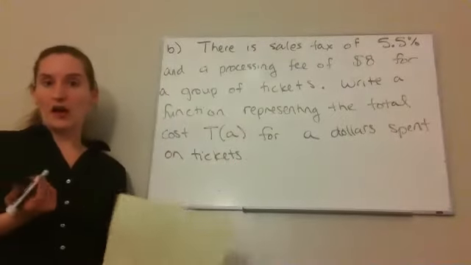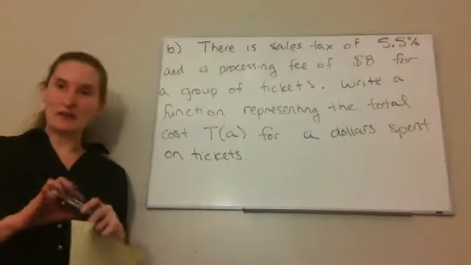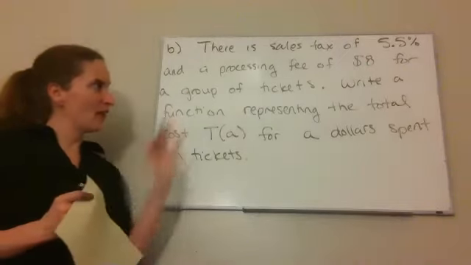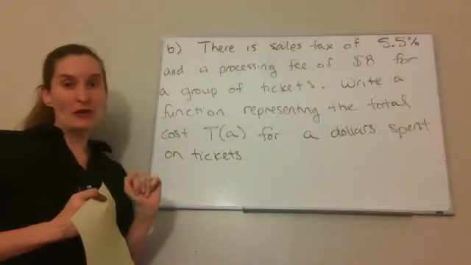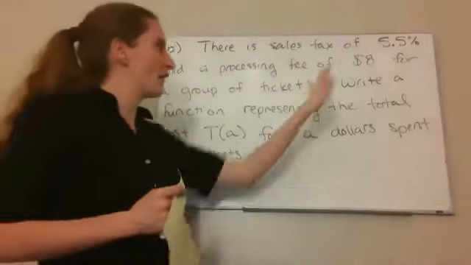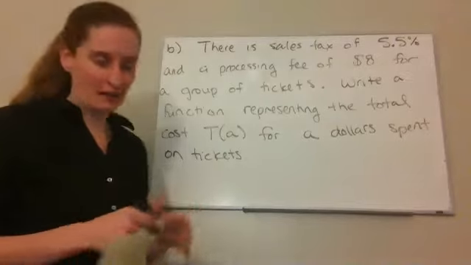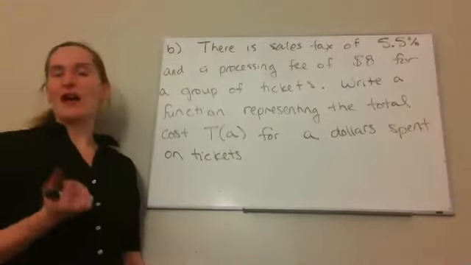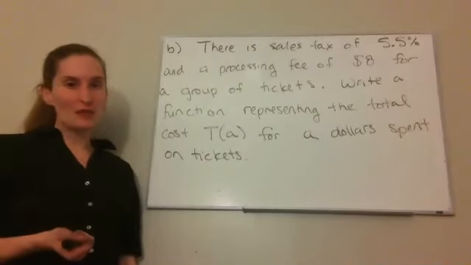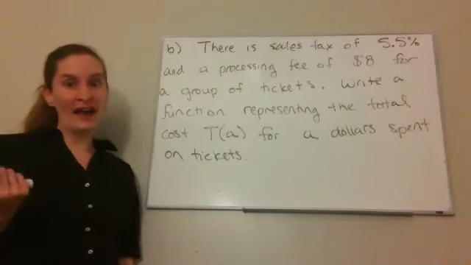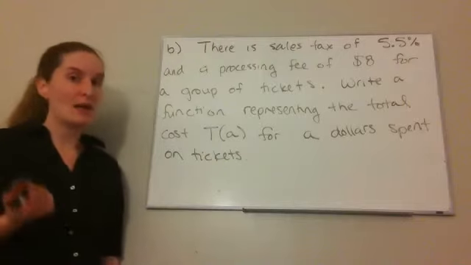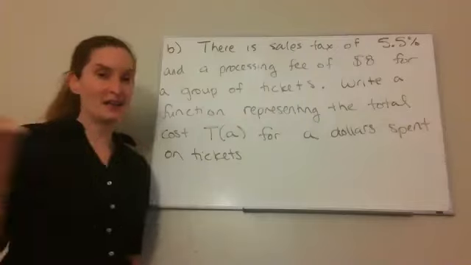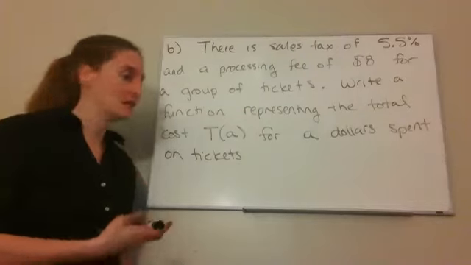So the total cost, we're going to say we're spending $8 on tickets. I know I need to then multiply that to figure out the sales tax of 5.5%. And I also have a flat fee of $8 that has to get added on. So let's figure out this tax first. If I'm going to do 5.5% of my cost A, I would have to multiply A by 0.055. That is what gets added to the cost of the tickets.